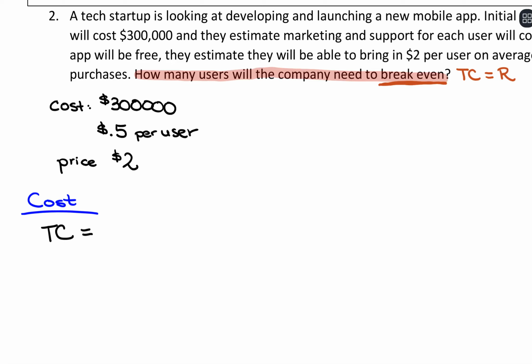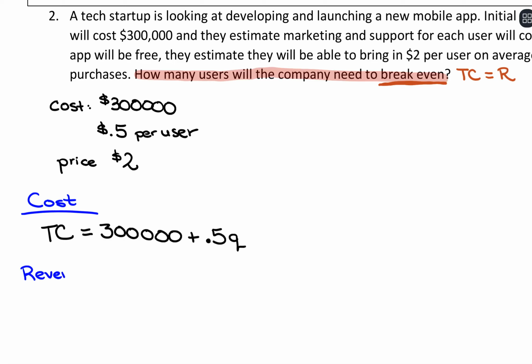So the cost, there was this $300,000 fixed cost. So we're going to have that 300,000. And then plus there's a cost of 50 cents per user. So I'm going to go 0.5 times Q. So if we have one user, that adds 50 cents to our cost. 2 users, that's adding $1 to our cost, so on and so forth.